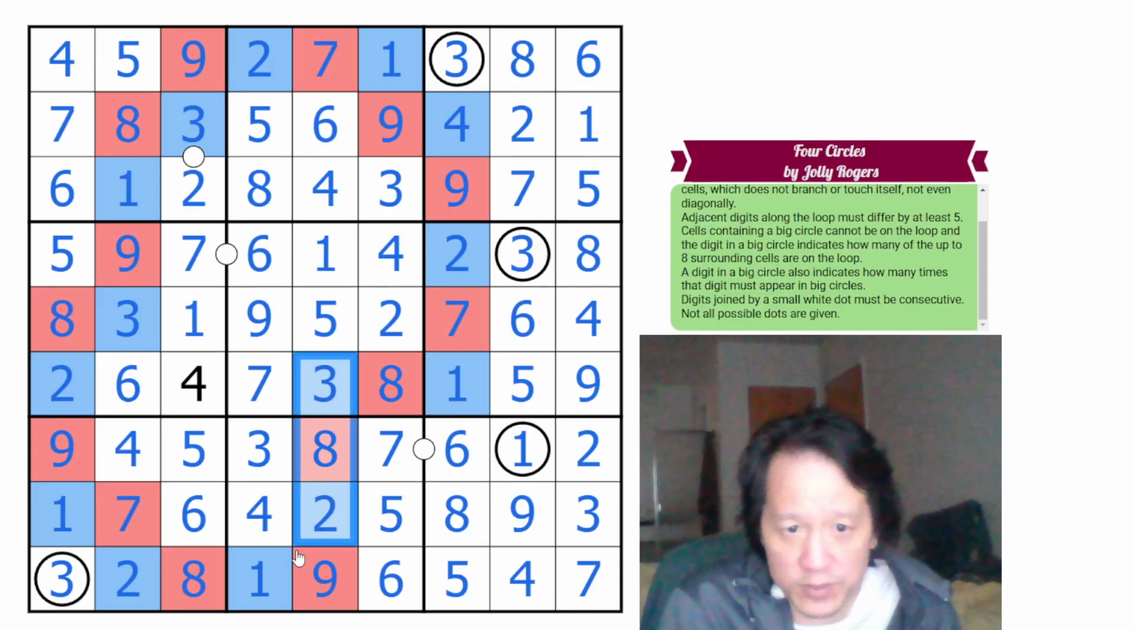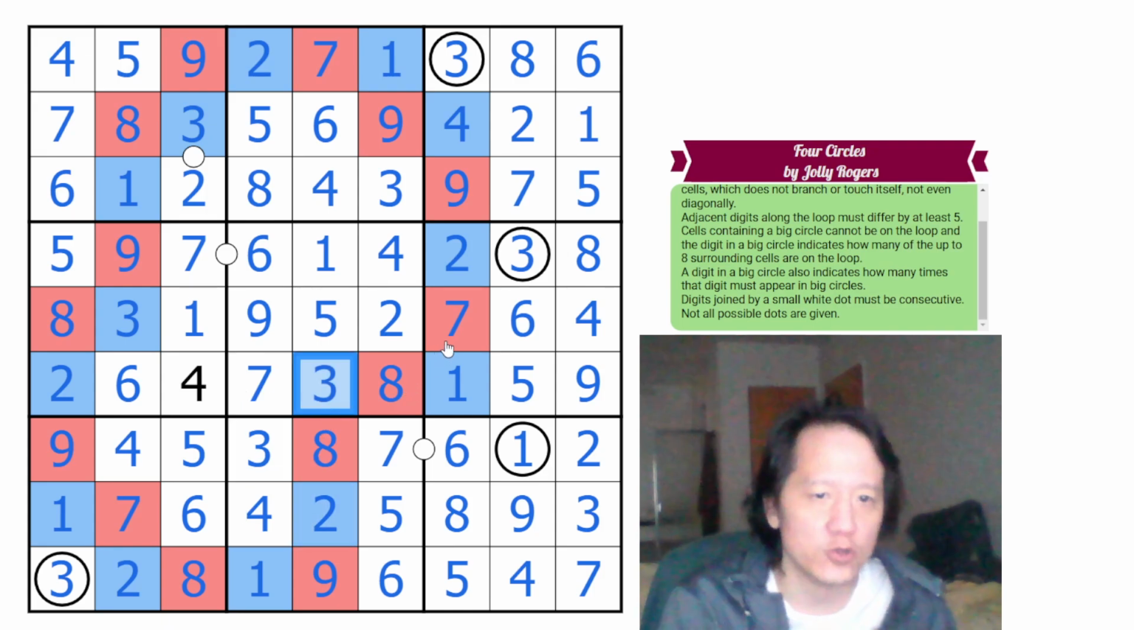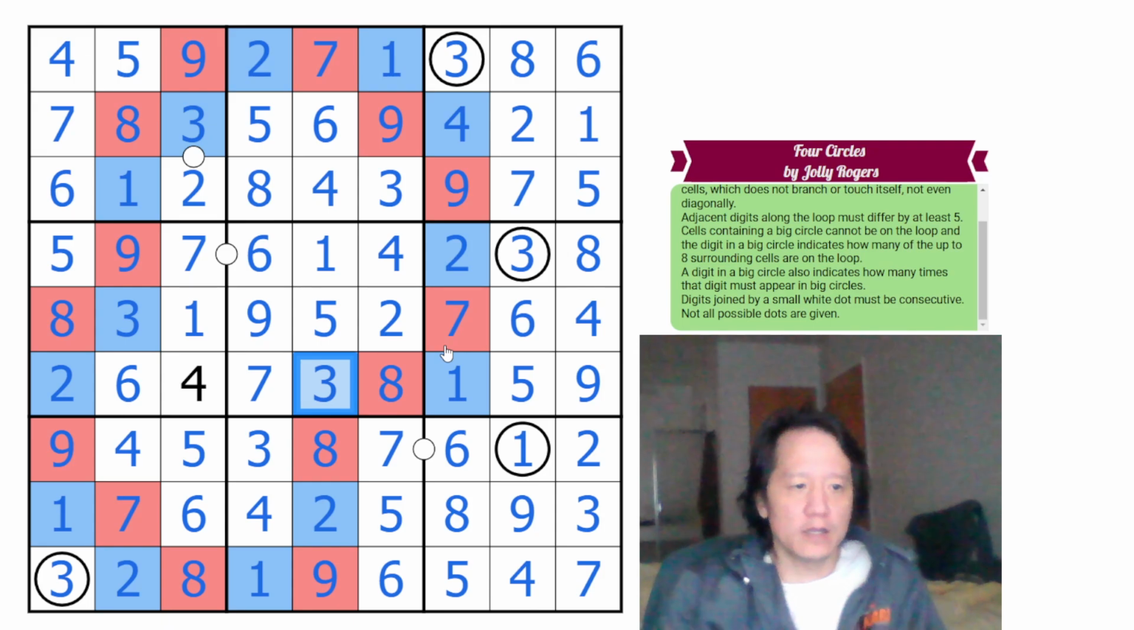Yeah, fairly straightforward. Just take some slow, methodical thinking to get through this part to basically know where the loop is. And yeah, pretty fun.